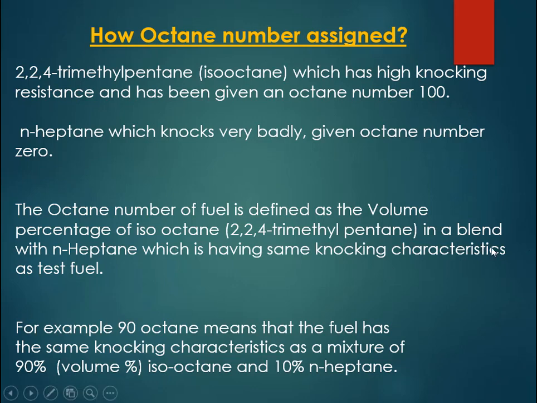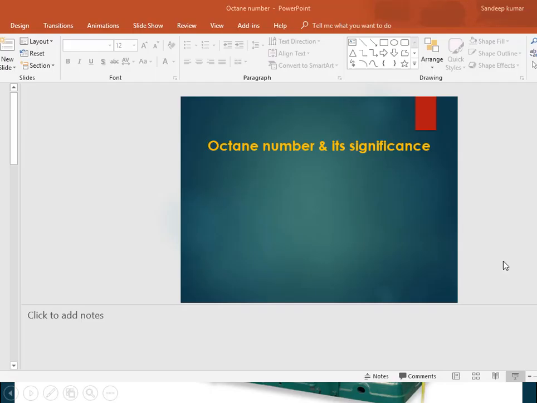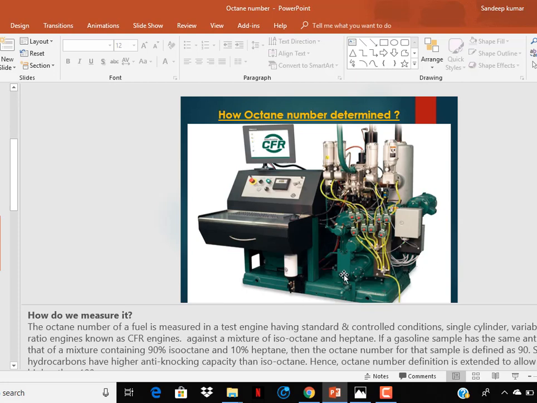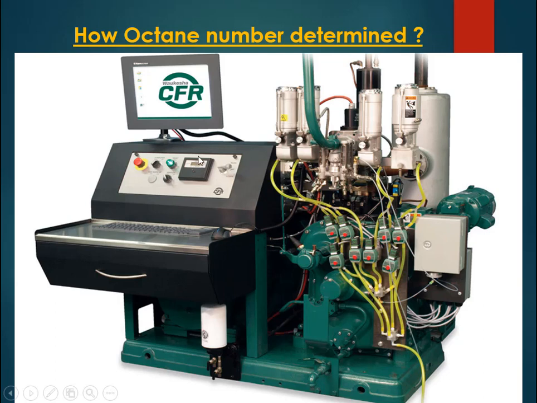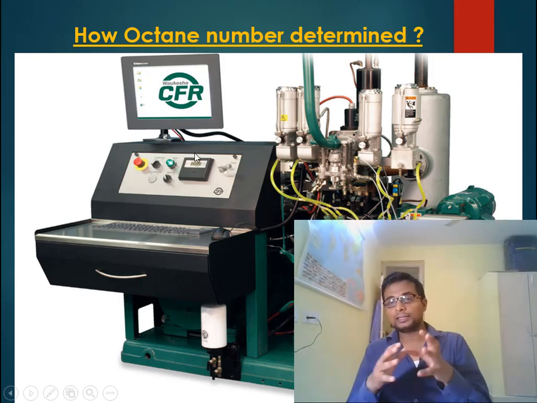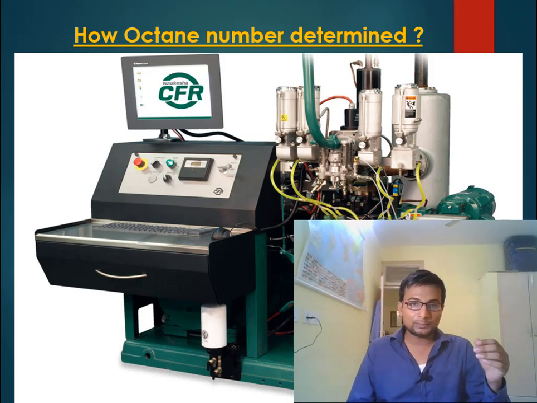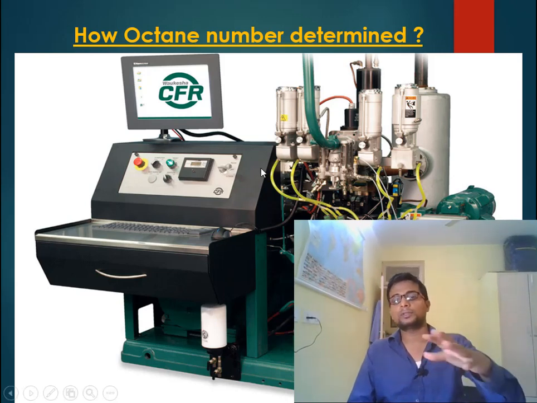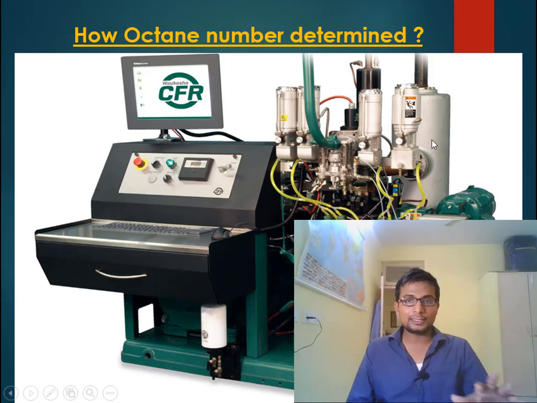Okay. So basically, how is the octane number of any fuel determined? Actually, the octane number of a fuel is measured in a test engine under standard and controlled conditions. I mean a single cylinder variable compression ratio engine, known as the CFR engine, and what it does is produce a knocking characteristic of a fuel. So for example, this meter shows how much knocking this fuel is creating in this test engine.